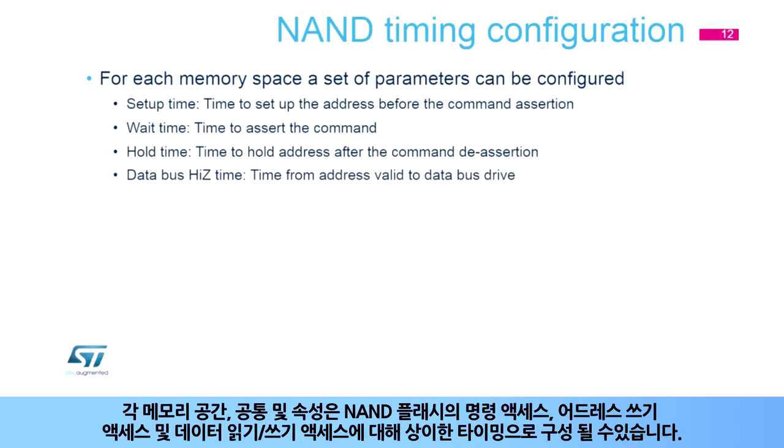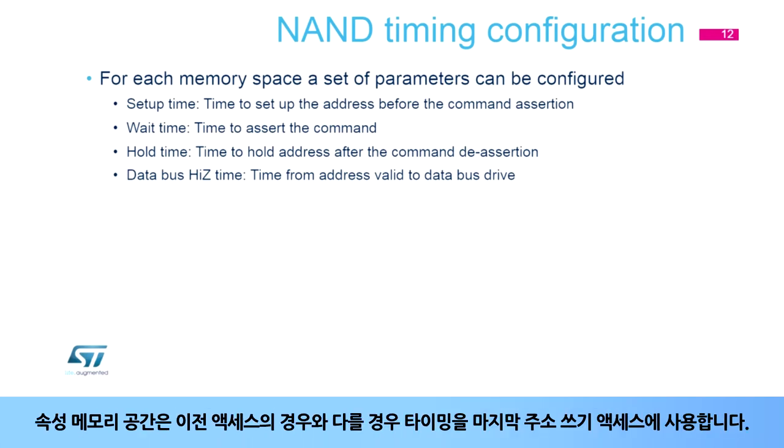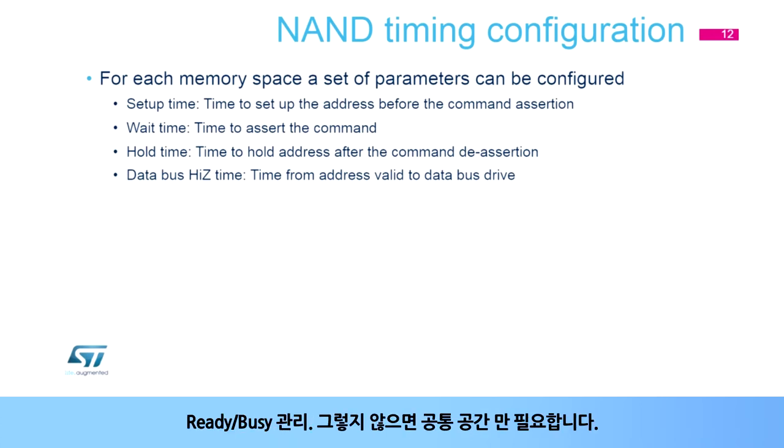Each memory space, the common and attribute, can be configured with different timings for the NAND flash's command access, address write access, and data read write access. The attribute memory space is used for the last address write access if the timing must differ from that of previous accesses in case of ready busy management. Otherwise, only common space is needed.